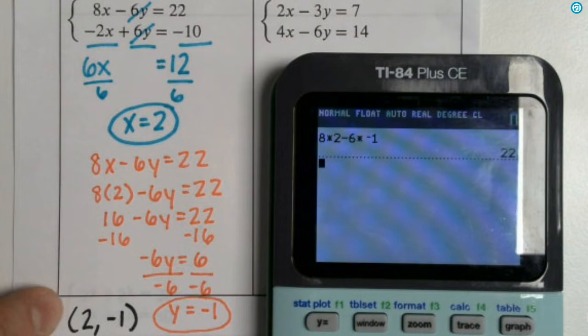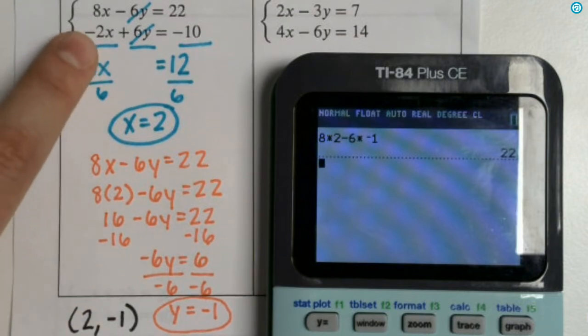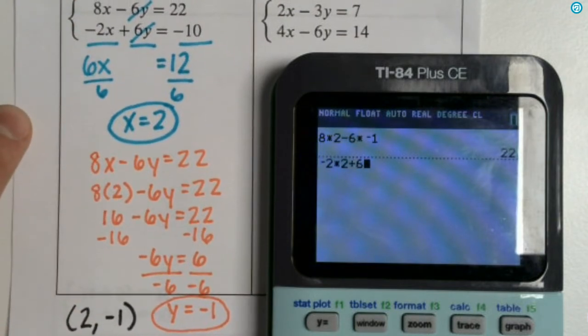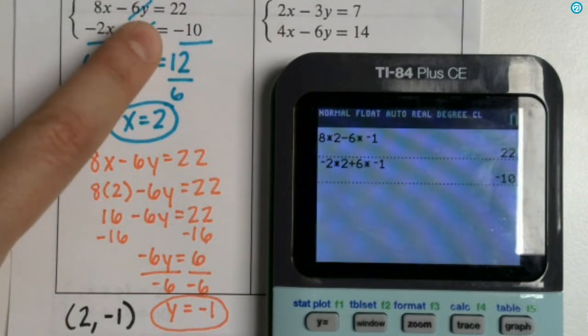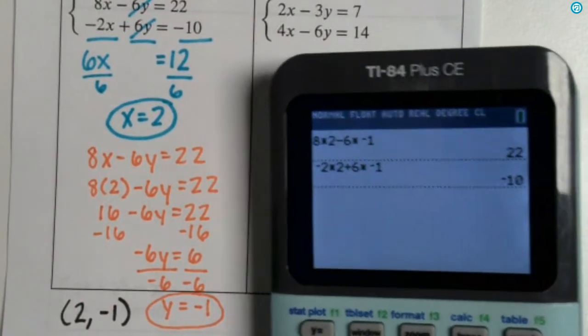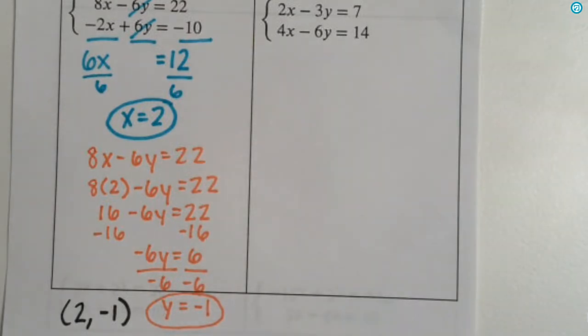Then we would have to plug our x and our y into our other equation as well. So negative 2 times 2 plus 6 times negative 1. Make sure that equals negative 10, and it does. So that's how you would check your answers if you wanted to. Okay, we are going to move on to our next problem.